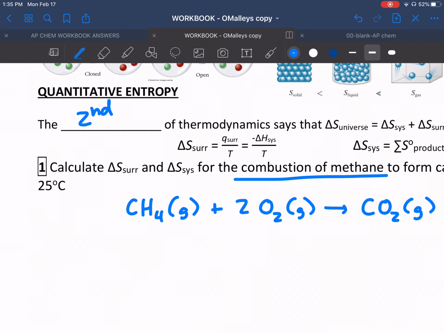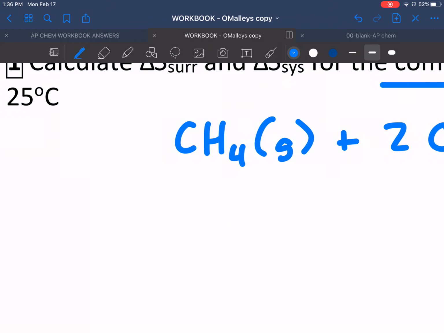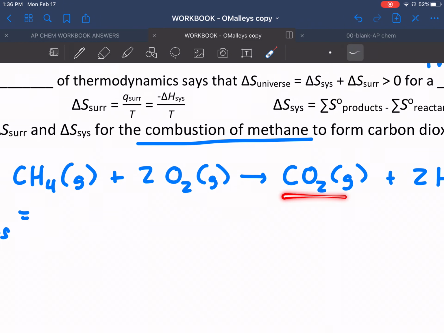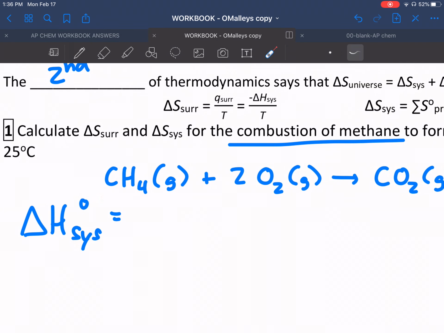So in order to get the entropy change of the surroundings, we need to find the delta H of the system, of the reaction itself. And for that, we can go to our tables of heats of formation, which we have here in the back of your workbook. So the delta H of the system under standard conditions would be the heat of formation of carbon dioxide plus 2 times the value of liquid water minus 1 times the value of methane minus 2 times the value of oxygen. But remember, elements in their standard state have an enthalpy value of 0, so we don't even need to worry about that.